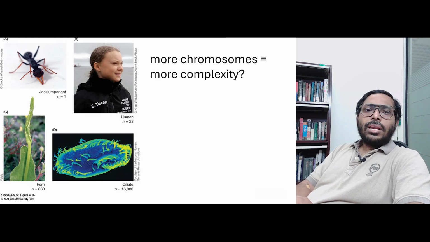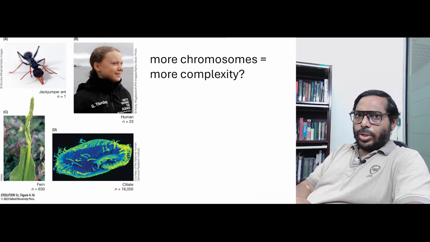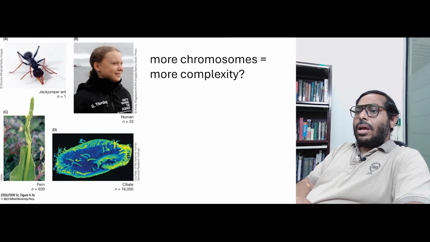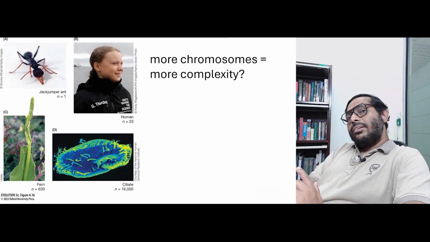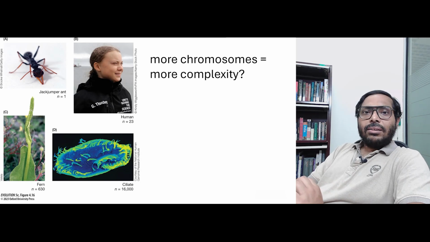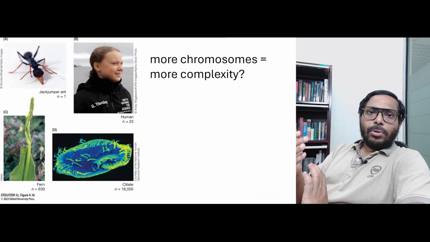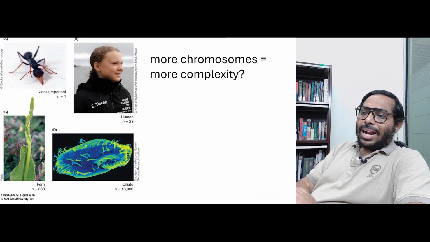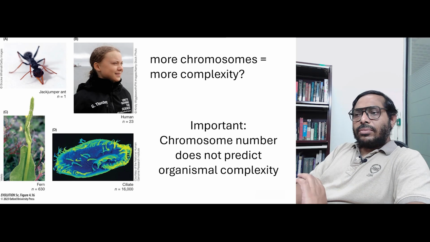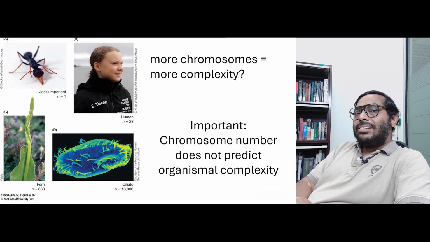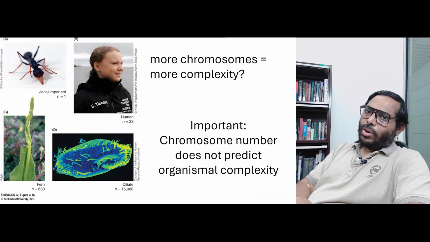Yet, if you look at the number of chromosomes that they have, here we are showing you the haploid numbers, the n. The jackjumper ant has only 1 chromosome, the human has 23 chromosomes, the fern has 630 chromosomes, whereas the ciliate, which being a one-cell organism is probably the simplest of the lot, has 16,000 chromosomes. Therefore, this gives us a very important message that the chromosome number does not really predict how complex an organism is.